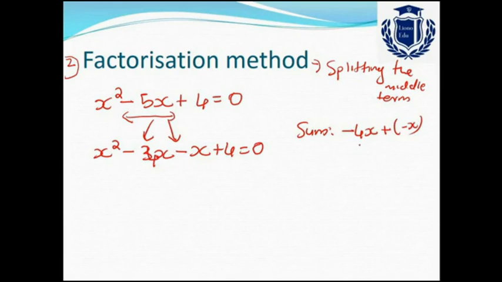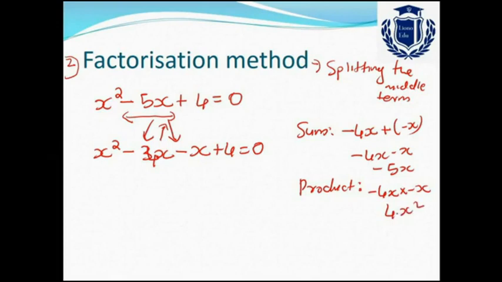That means you have to add the middle term that you have split. So what do you get? Minus 4x minus x, that is minus 5x. Yes, same as the above given equation. It is minus 5x itself. Now you have to find the product. What is the product? Minus 4x into minus x. What is the answer? 4x square.